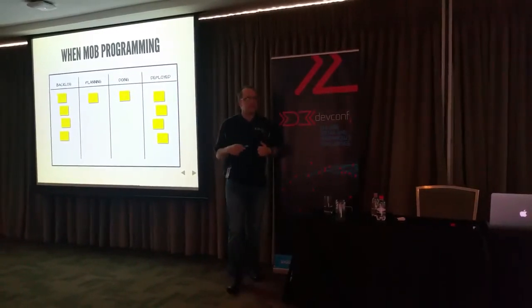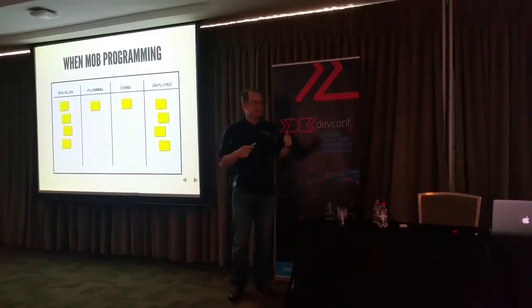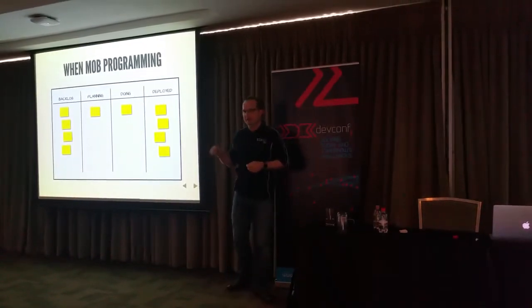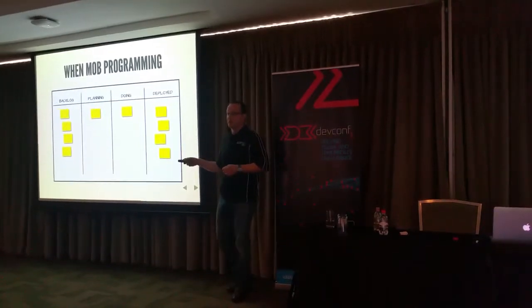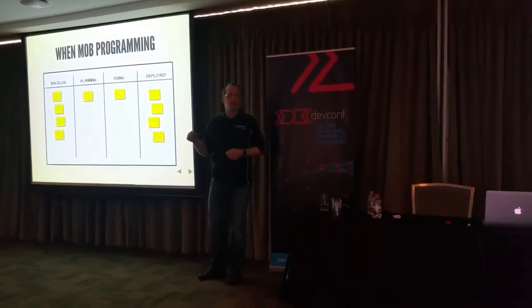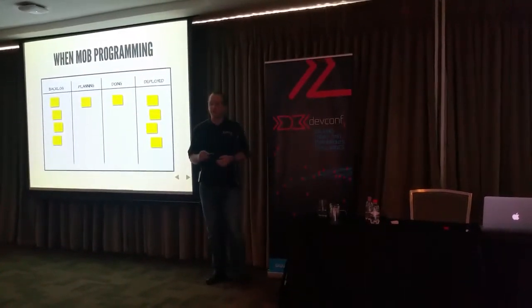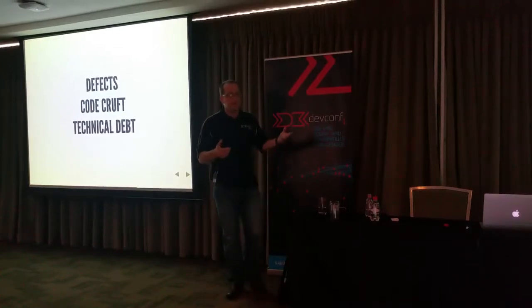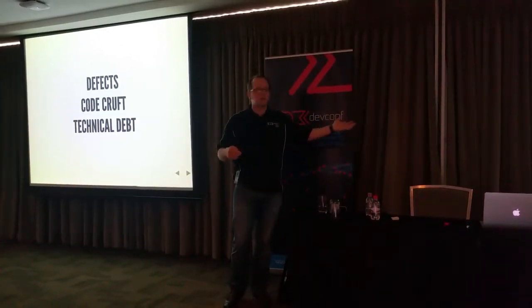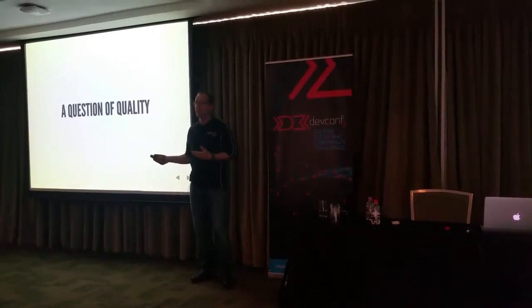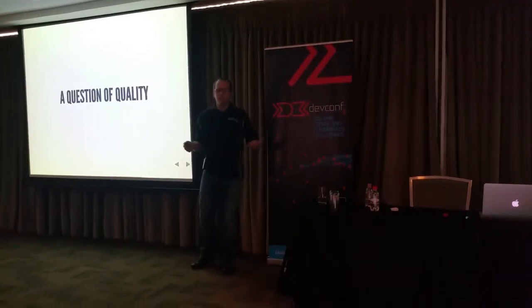The realization I had is that chasing the metric isn't what it's about. You've actually got to change your practices. If you change your practices, the numbers will follow. Mob programming solves a lot of context switches just because of the way you tackle it. Another one: defects, code craft, technical debt. What are these? Well, for me, essentially this is a question of quality. It's the quality of code written.